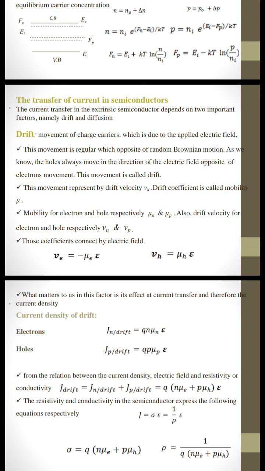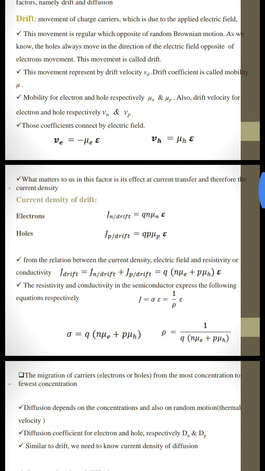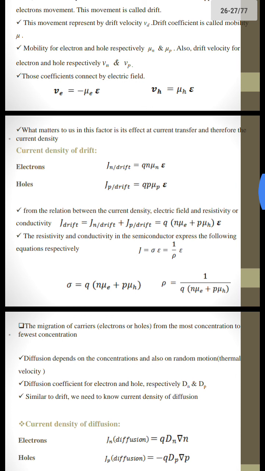The movement is represented by the drift velocity v and the drift coefficient called the mobility, mu. Mobility for electron and hole is represented by mu_e and mu_h, respectively. v_e is equal to mu_e times E, and v_h is equal to mu_h times E. Then we get the drift current density for electrons and holes.